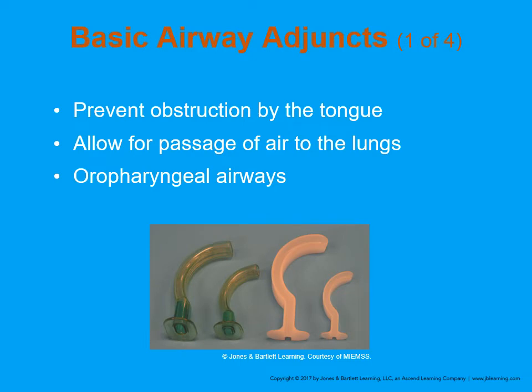Basic airway adjuncts. An airway adjunct prevents obstruction of the upper airway by the tongue and allows for passage of air and oxygen to the lungs. Oropharyngeal airways keep the tongue from blocking the upper airway.